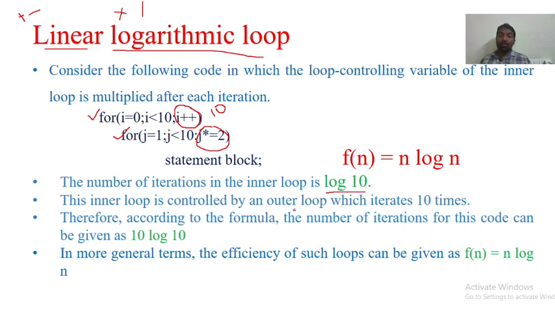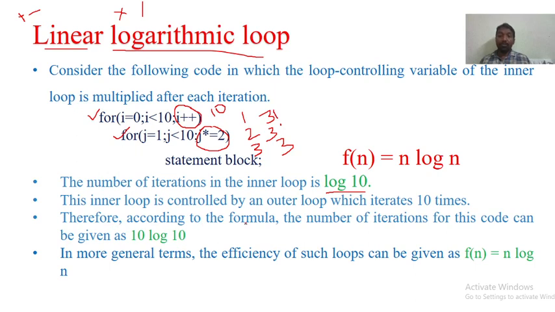The inner loop is controlled by the outer loop, which iterates 10 times. Every time the outer loop is 1, how many times is the inner loop repeated? 3 times. When the iteration is 2, again it executes 3 times. When the outer loop is 3, the inner loop executes 3 times. Like that. So if the outer loop executes 10 times, every time the inner loop executes commonly 3 times. That's why it is said to be log 10.